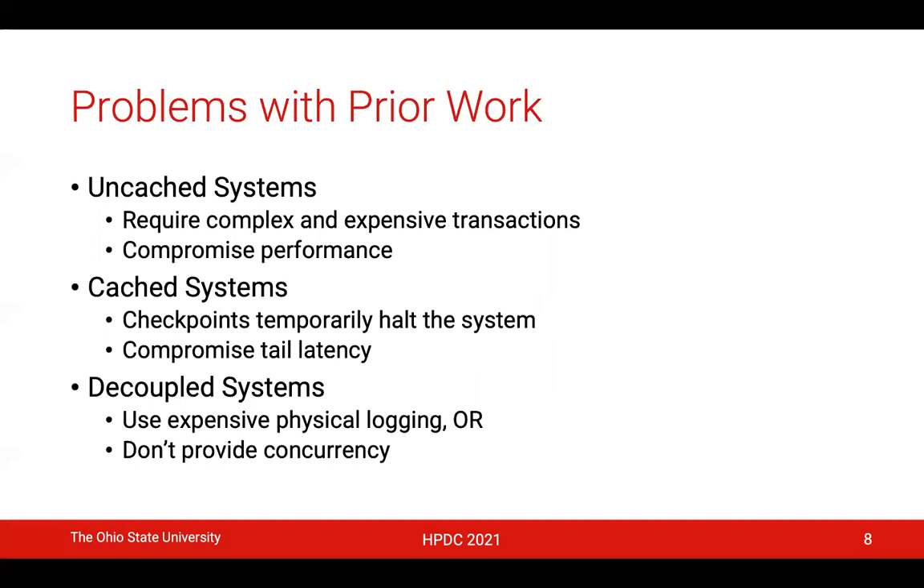If we look at prior work, it can be broadly classified into 3 types: uncached, cached, and decoupled systems. Uncached systems do not cache data, so they require complex and expensive transactions on persistent memory, and these compromise performance. Cached systems, on the other hand, cache part of the data inside DRAM. The problem with these systems is that checkpoints temporarily halt the system, which compromises tail latency. Finally, we have decoupled systems, which either use expensive physical logging or don't provide concurrency.